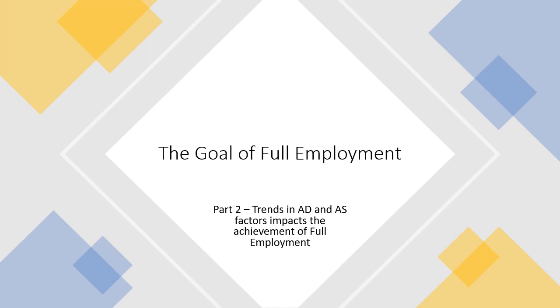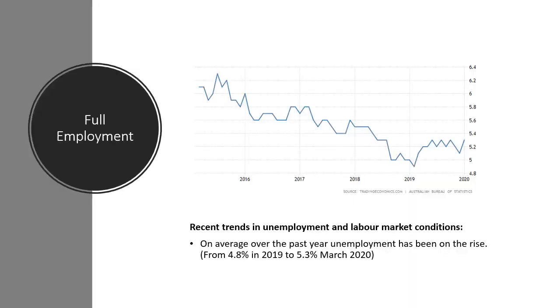If you've just found this through YouTube or whatever, we're going to be looking at trends in aggregate demand and aggregate supply side factors and how they impact the achievement of full employment. We're also going to talk about trends that have been occurring in recent times with full employment in terms of the unemployment rate, job vacancies, as well as the participation rate. So we're going to start off by looking at recent trends in unemployment in Australia.